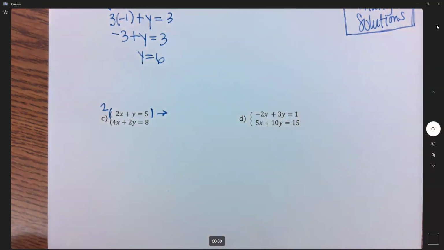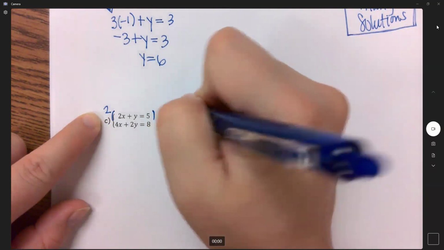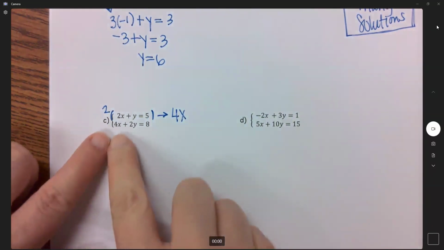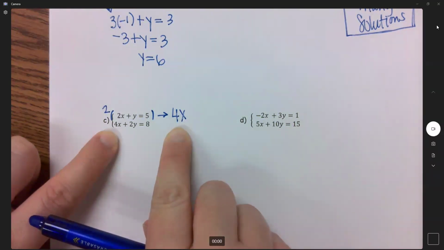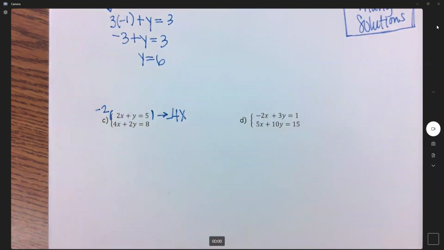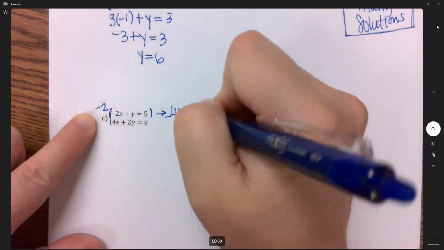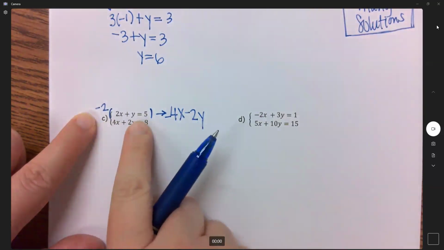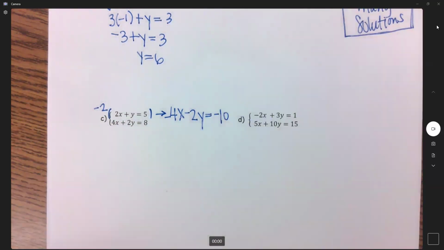Okay, if you said 2, you are close. 2 times 2 gets me 4x, but then I'm going to have 4x and 4x, and that's going to add up to an 8x. So this needs to be negative. We need to change that sign with that. So now negative 2 times y is a negative 2y. And don't forget the 5. Negative 2 times 5 makes this equal negative 10.